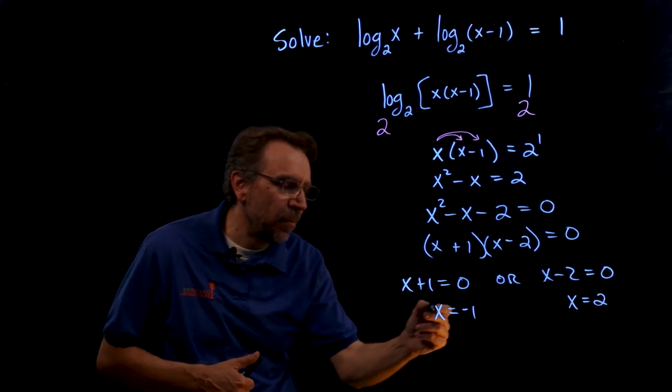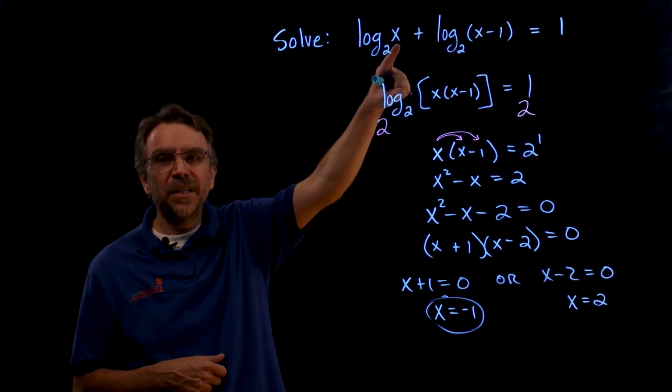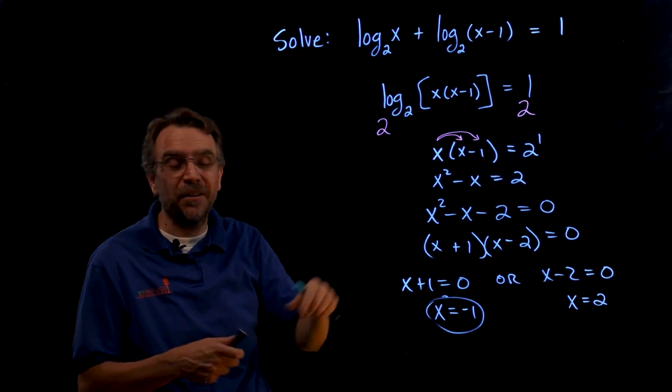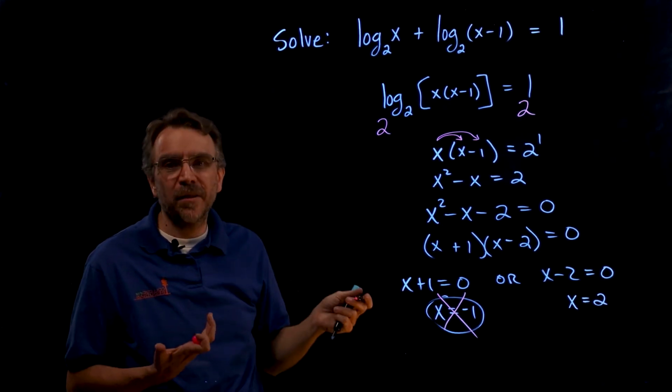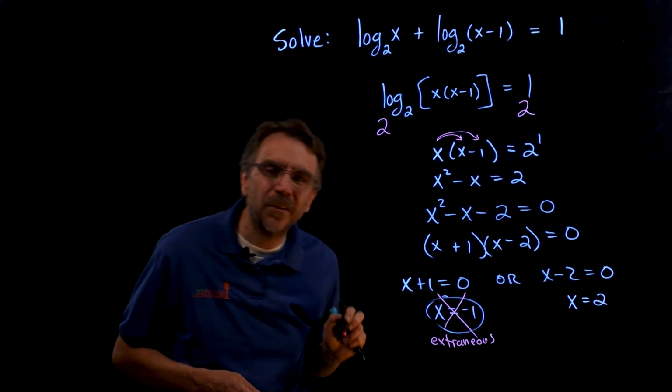Now, there's a little bit of a problem with -1. If I plug -1 back into the original, I have log of a negative number. And that's a domain error. You can try that on your calculator. The domain of the logarithm is only allowed to be positive numbers, so this one's extraneous. And I'll just go ahead and toss that.